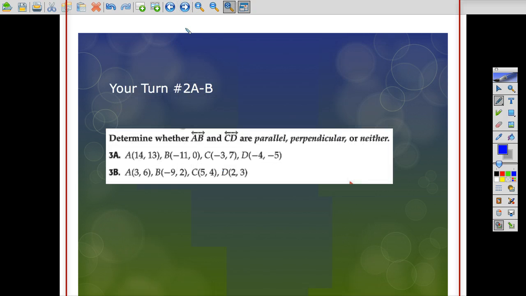Right, so here's your turn, numbers 2A and 2B. Okay, go ahead and do those two. Tell me if they're parallel, perpendicular, or neither. So you do lines AB, and then you do CD. Okay, so slope of this line, slope of that line. Tell me if they're parallel, perpendicular, or neither. And come back when you're done.